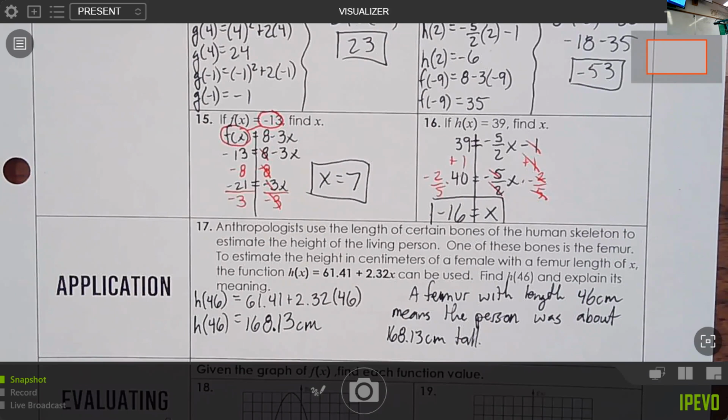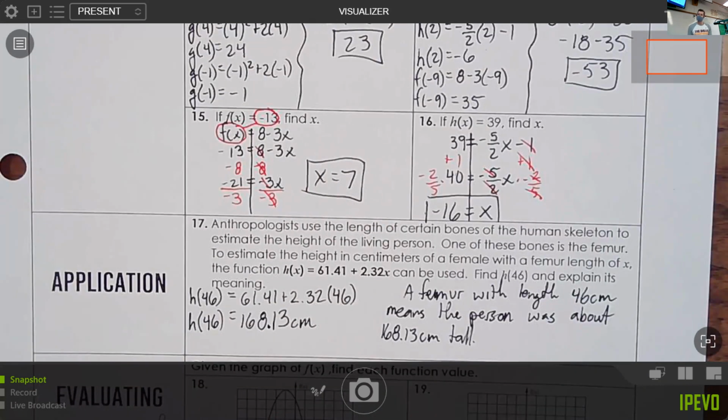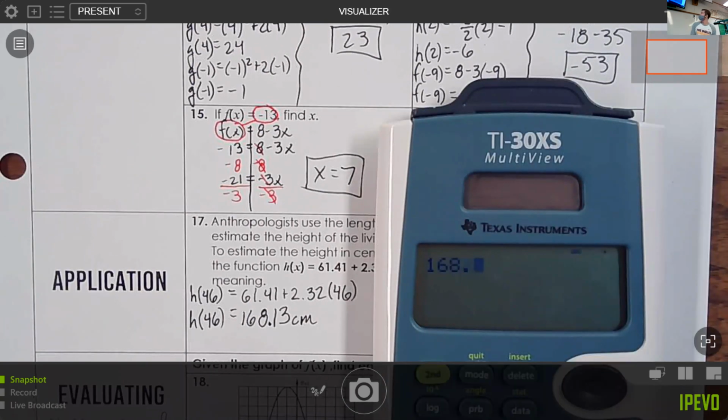Centimeters per inch. 2.54, sorry, not 2.56. So 2.54 centimeters for 1 inch. So if we take 168.13 and we divide that by 2.54, that's a height of 66.19 inches. So then if we divide that by 12, that is 5.5 feet. So it's about 5 feet 6 inches.